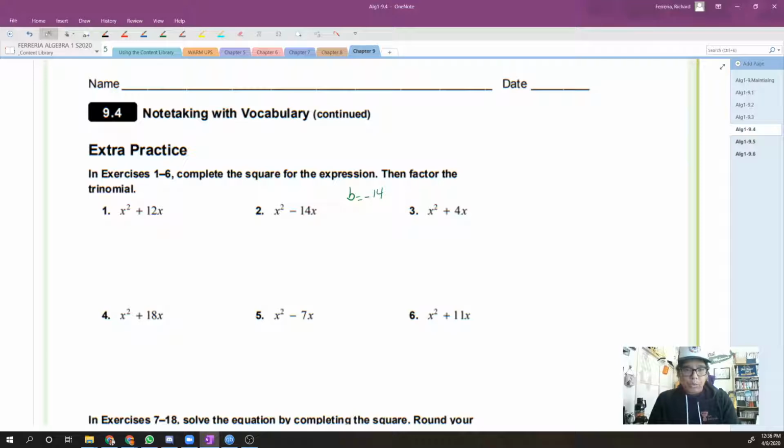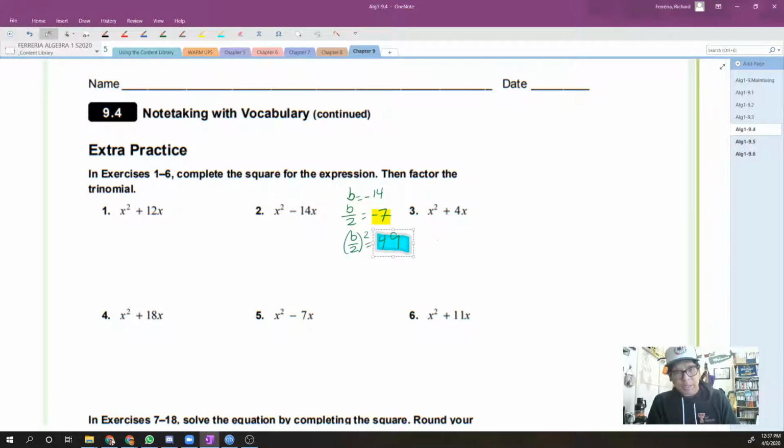Now we're going to take that value of b and divide it by 2. So b divided by 2 is negative 7. You'll notice that I've highlighted that because it is going to be important to our solving. That negative 7 is an important number. Next, you take that negative 7 and square it. So b over 2 squared is 49. If the b over 2 stuff confuses you, don't worry about it. The important thing is that you're taking that number, dividing it by 2, and then squaring it.